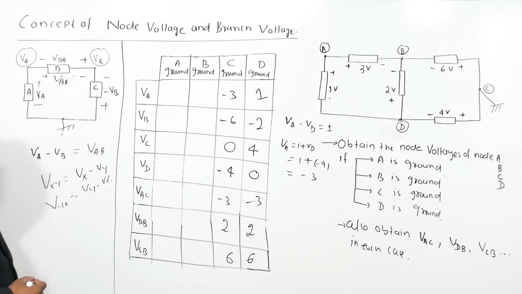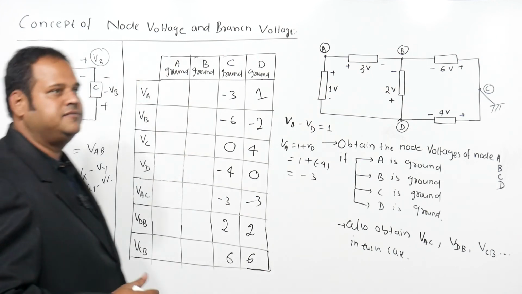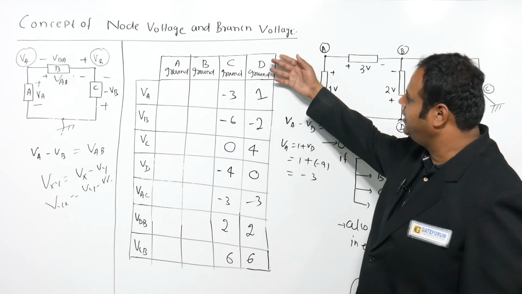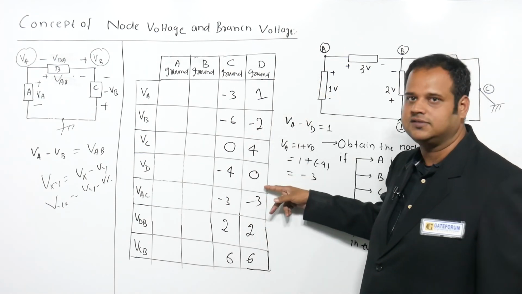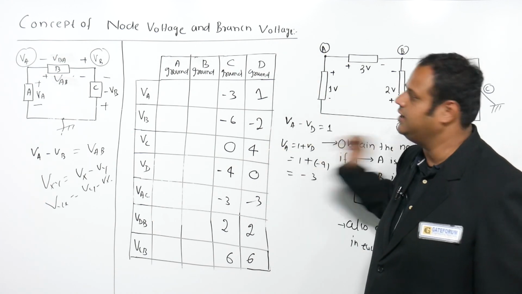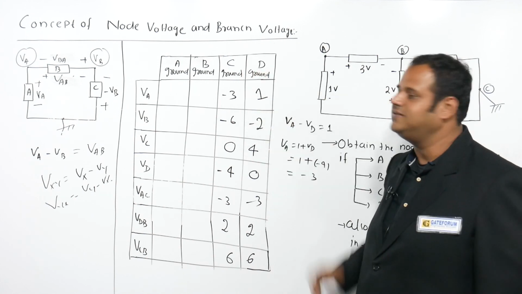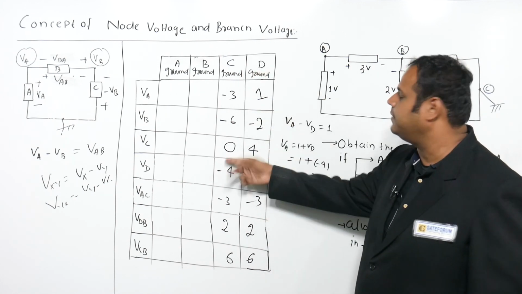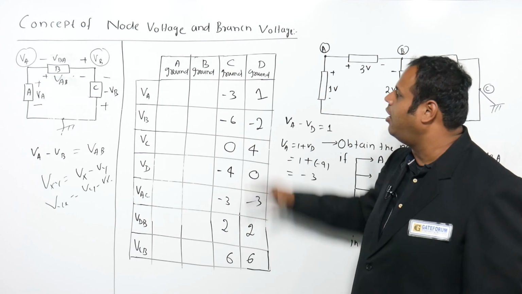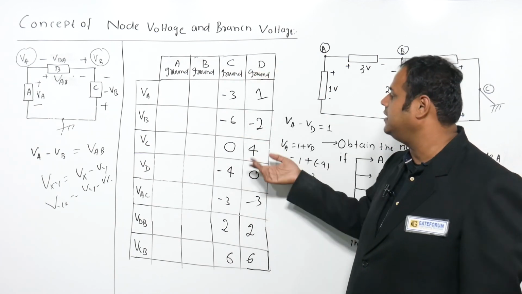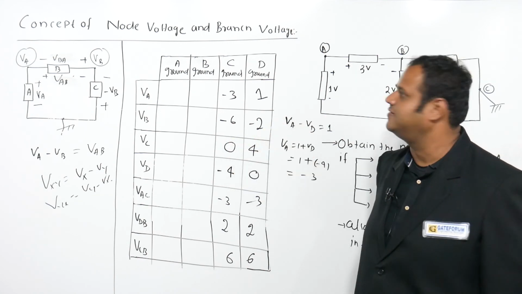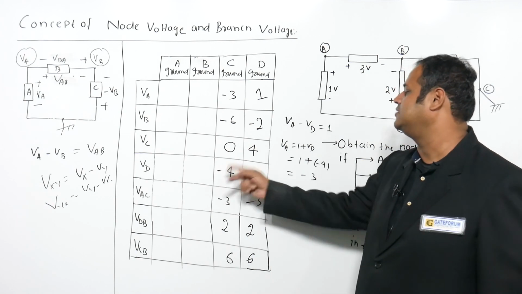This is the answer. Now before we fill up these two columns, let's have the observations or comparisons with respect to this column and this column. When I took D as the ground, the D node was 0 volts and the C node was 4 volts, right? Now once I make C the ground, the voltage which was 4 becomes 0. So there is a net decrement of 4. Notice carefully, all the individual node voltages are also decremented by the same amount: 4 minus 4 is 0, minus 2 minus 4 is minus 6, 1 minus 4 is minus 3, and 0 minus 4 is minus 4.